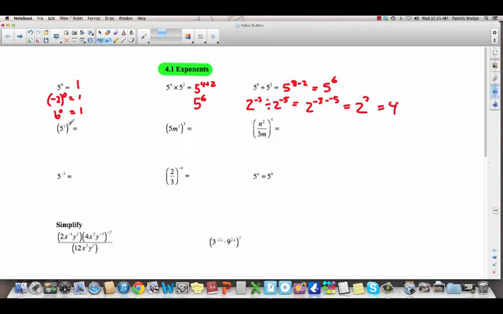How about this? It's a power of a power. Hard to read this. It's 5 cubed squared. What do you do with the exponents there? You multiply them. So you end up with 5 to the 6th power.